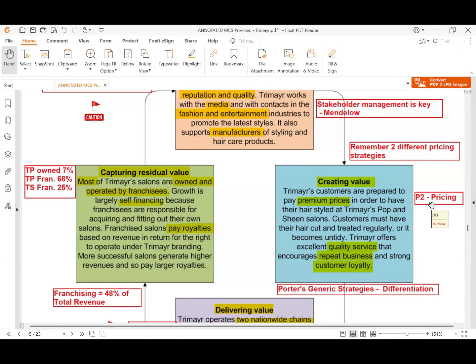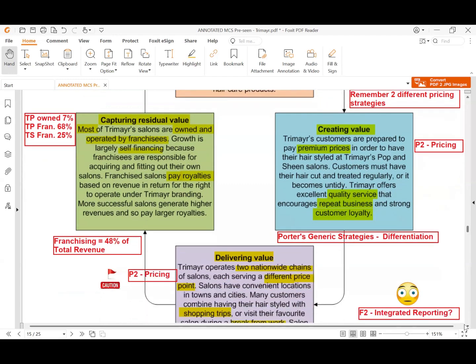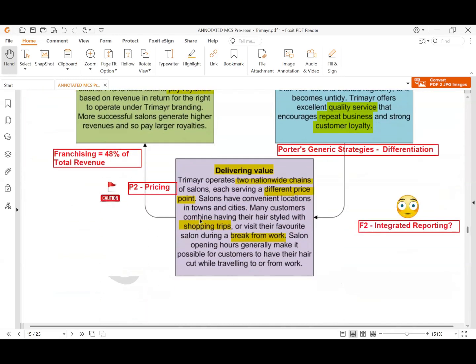Outside of that, let's go to the post-exam guides and look for one or two questions on pricing and twist those questions around Trymar. Outside of that, you'll see another reference there to differentiation. In terms of delivering value, how do they do it?